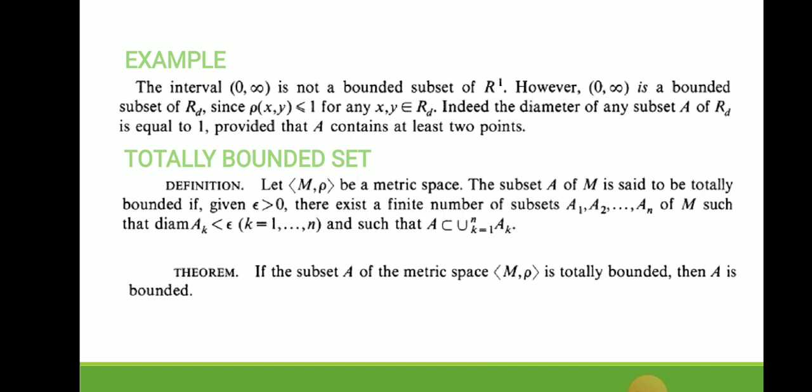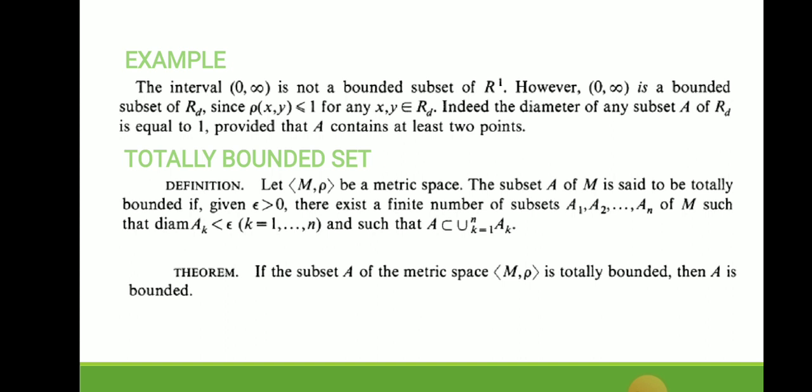However, 0 comma infinity is a bounded subset of R with the discrete metric, because the distance between any two points in a discrete metric is always less than or equal to 1, whether it is 0 or 1. The distance between the same points, rho of x comma x, must be 0, and the distance between x and y where x and y are distinct is 1. Therefore, the L value is 1, so it satisfies the definition of a bounded set. So, the open interval 0 comma infinity is a bounded subset of R with the discrete metric.